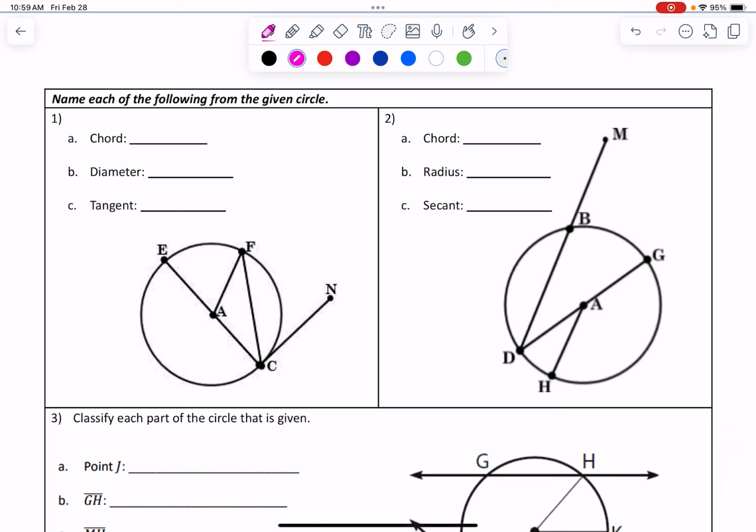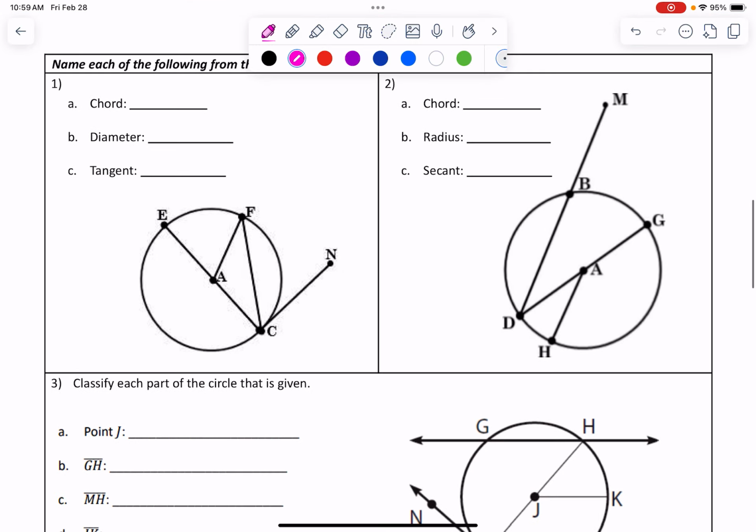So a chord. Remember, a chord doesn't go through the center, but it touches inside the circle. So if we look at this, okay, what we could say is like our center point is here. The chord cannot touch that. So like let's say it goes from here to there, okay? That would be a chord that doesn't touch it, and so that would just be line segment from F to C. And that's all we're doing.